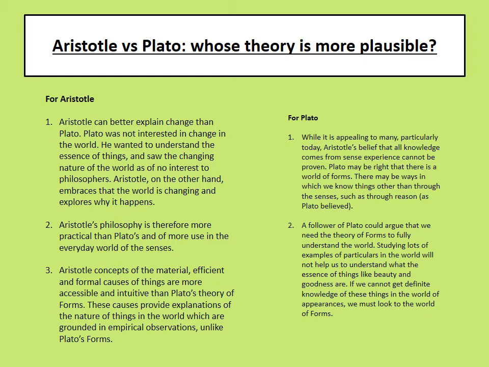Secondly, a follower of Plato could argue that we need the theory of forms to fully understand the world. Studying lots of examples of particulars in the world will not help us to understand what the essence of things like beauty and goodness are. If we cannot get definite knowledge of these things in the world of appearances, we must look to the world of forms. This is basically what we call the one over many argument.